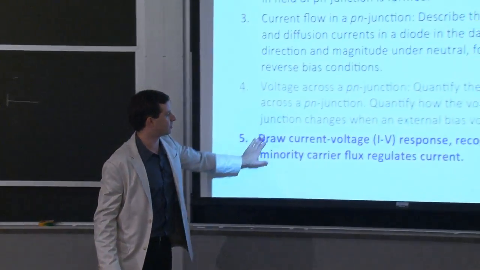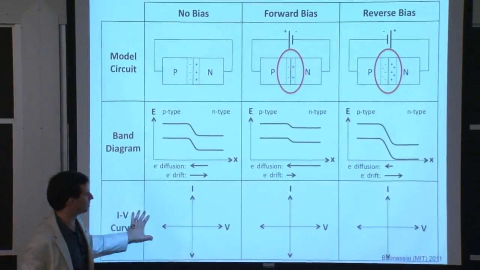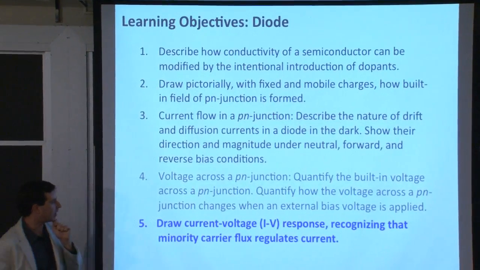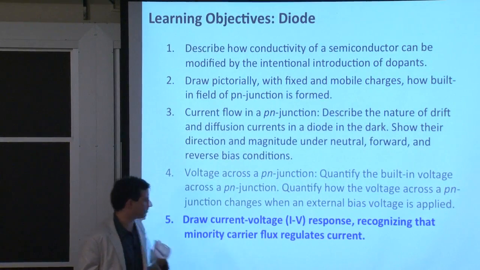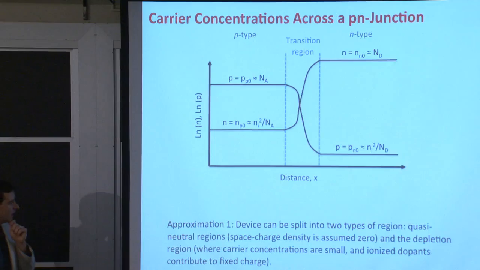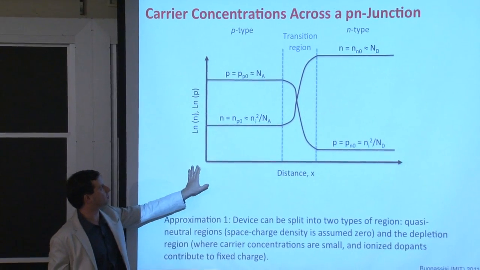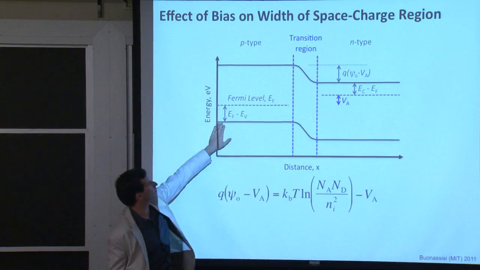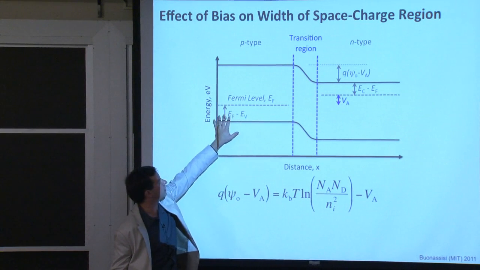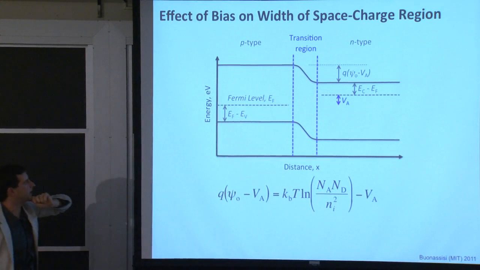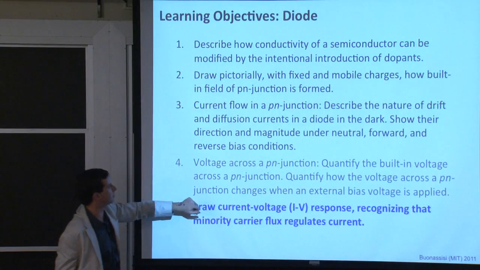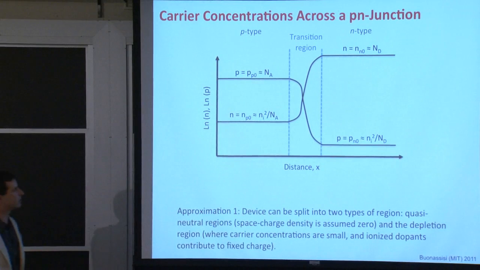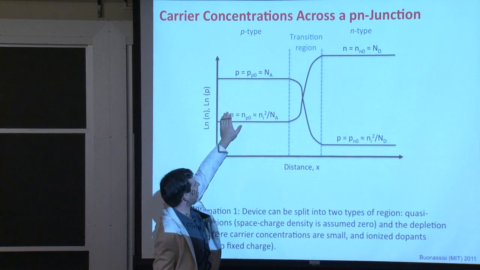So next, we'll draw the IV response. We'll want to really get to this last point right here, where we can draw the current voltage response. And we want to recognize that minority carrier flux is what's regulating the current. So to do this properly, we have to shift our focus from here, where we were talking about ensembles and individual particles. Here we're going to be discussing in terms of carrier densities on either side of the junction. Densities of electrons and holes.